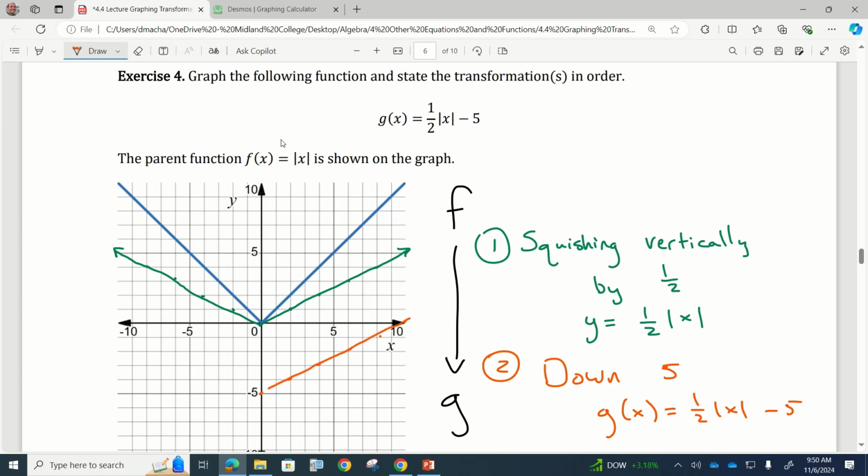So if you have to do more than one transformation, like this time I had to do 2 transformations, it helps to draw all of the intermediate graphs. It's okay to draw the green graph and the orange graph, as long as you remember the orange graph is your final answer.